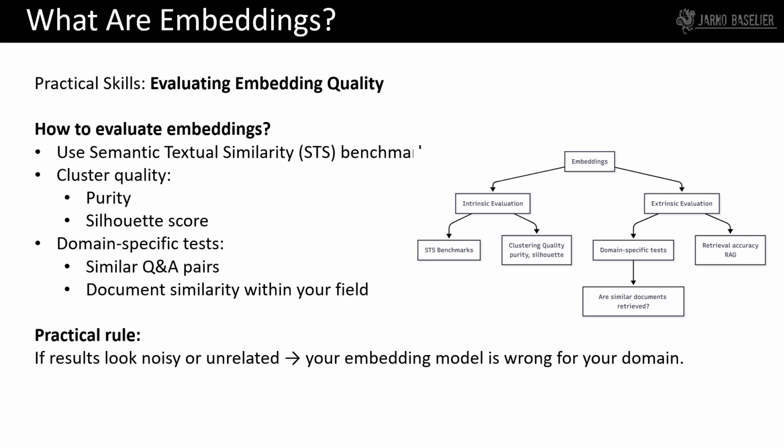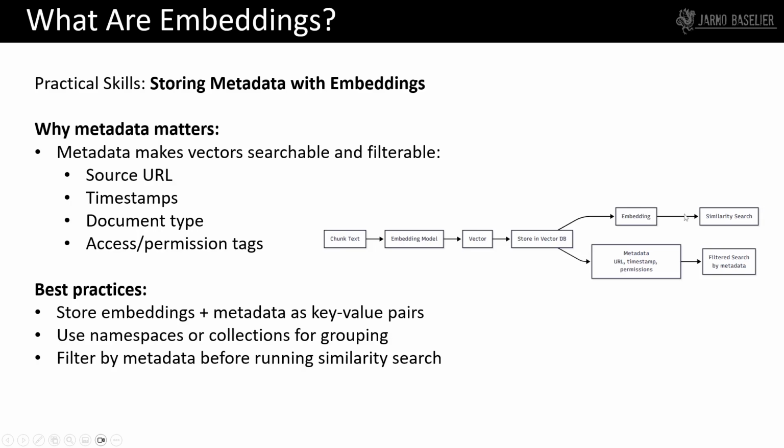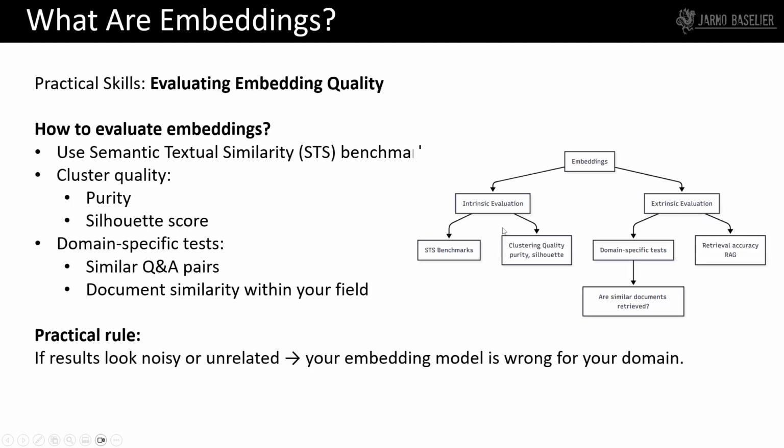As a practical rule, if results look noisy or unrelated, your embedding model is wrong for your domain. So here we see the embeddings. We have an intrinsic evaluation and an extrinsic evaluation. For intrinsic evaluations, we have STS benchmarks and clustering quality: purity and silhouette. And extrinsic evaluation has domain-specific tests and retrieval accuracy of RAG. And then we will check if the documents that are retrieved are similar or not.